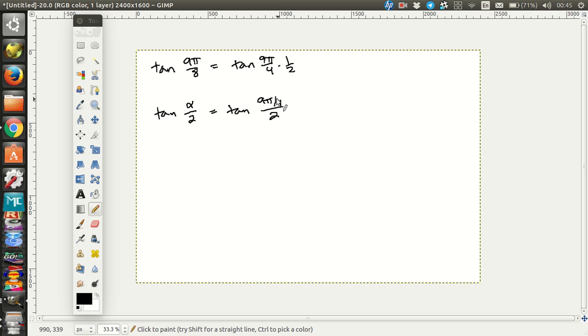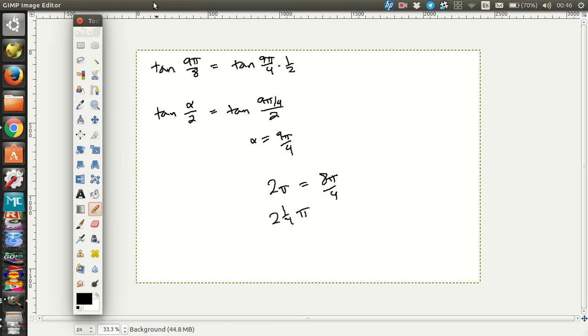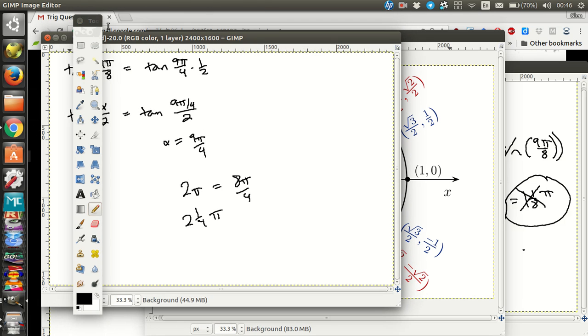So alpha then equals 9 pi over 4. But what is 9 pi over 4? That is more than 2 pi, because if I want the number 2 pi, that equals 8 pi over 4. 9 pi over 4 is one full revolution around the unit circle, and then another fourth. It is 2 1/4 pi. So why am I harping on this? I'm harping on this because where's my unit circle?